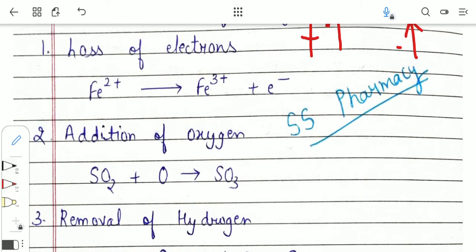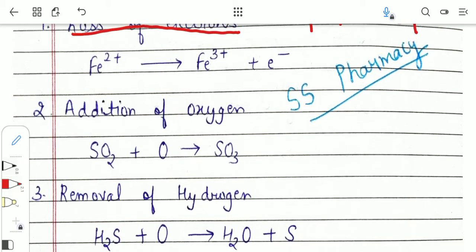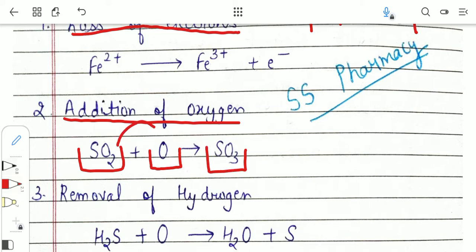Now, apart from the loss of electrons, there are two other things which come under oxidation. Oxidation involves the addition of oxygen. You can see this is sulfur dioxide. When there is addition of one oxygen atom, it forms sulfur trioxide. Here oxygen is being added, so this also comes under oxidation.